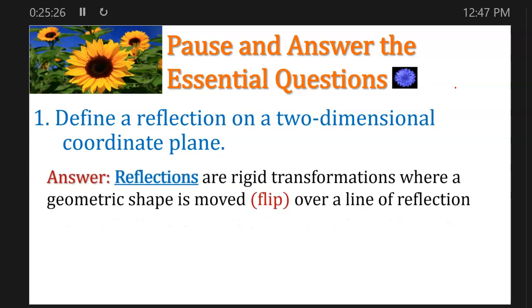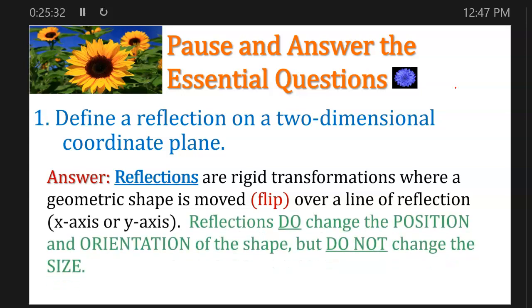All right, so reflections are rigid transformations where a geometric shape is moved by a flip over a line of reflection, which is the x-axis or the y-axis. Reflections do change the position and orientation of the shape, but do not change the size. So remember, when it doesn't change the size, it creates a congruent shape. It's identical in angle measurement and side lengths.